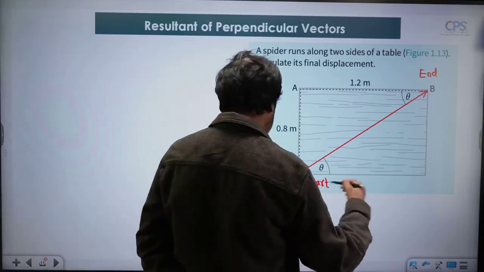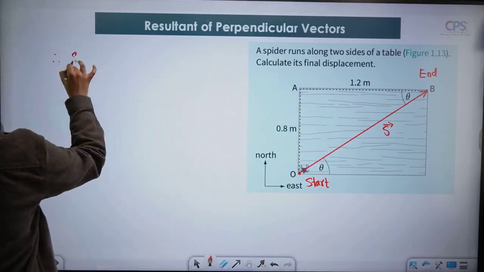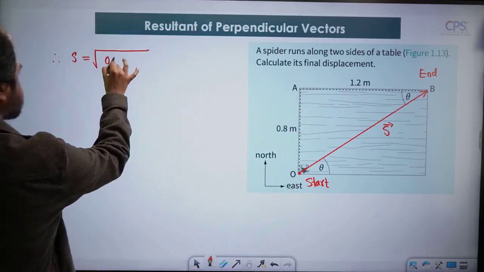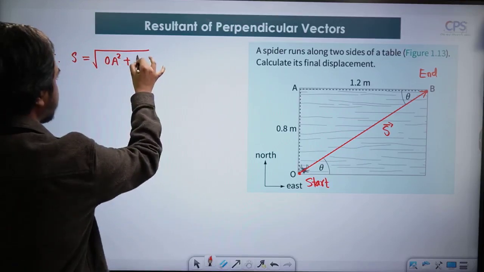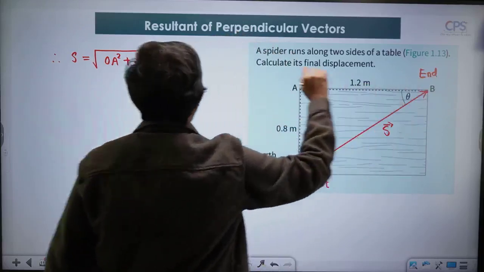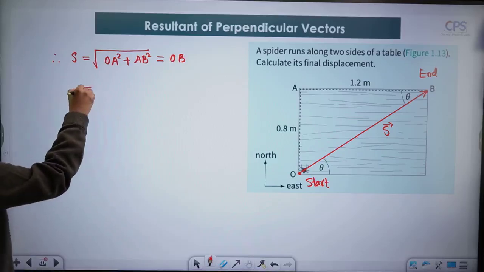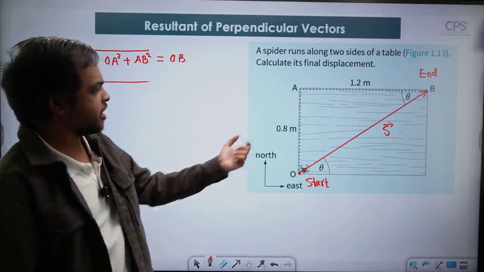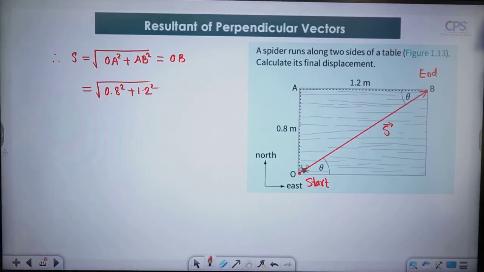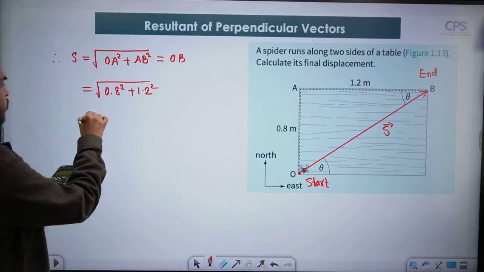So the displacement, let us call it S. So the value of S equal to root over OA square plus AB square, or you could call S as OB, right? This is given. So whatever, no problem. So what is OA? 0.8. How much is AB? 1.2. Check it. What is it? From the calculator. Root over 0.8 square plus 1.2 square. 1.44.